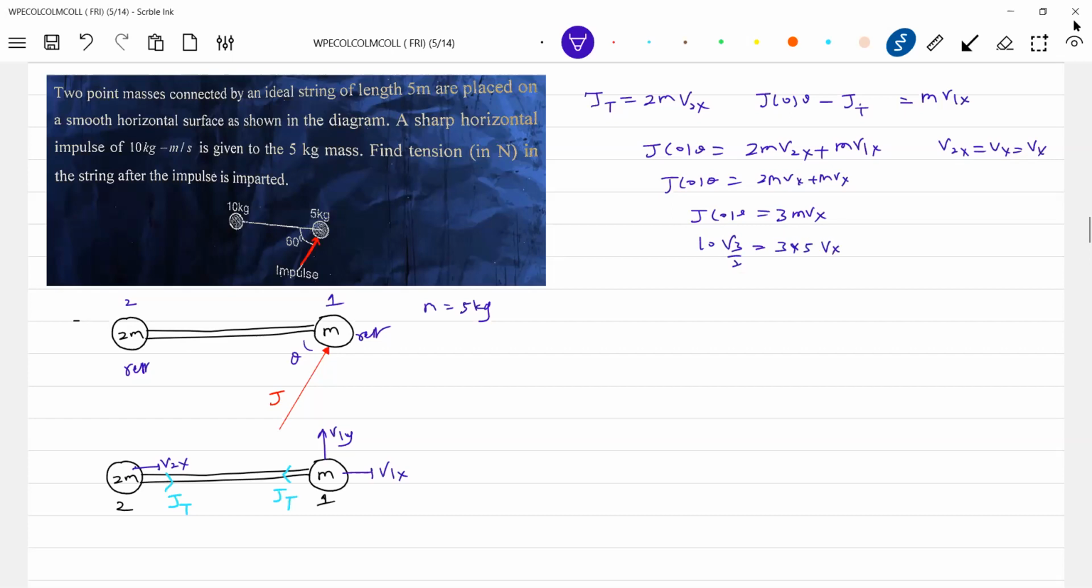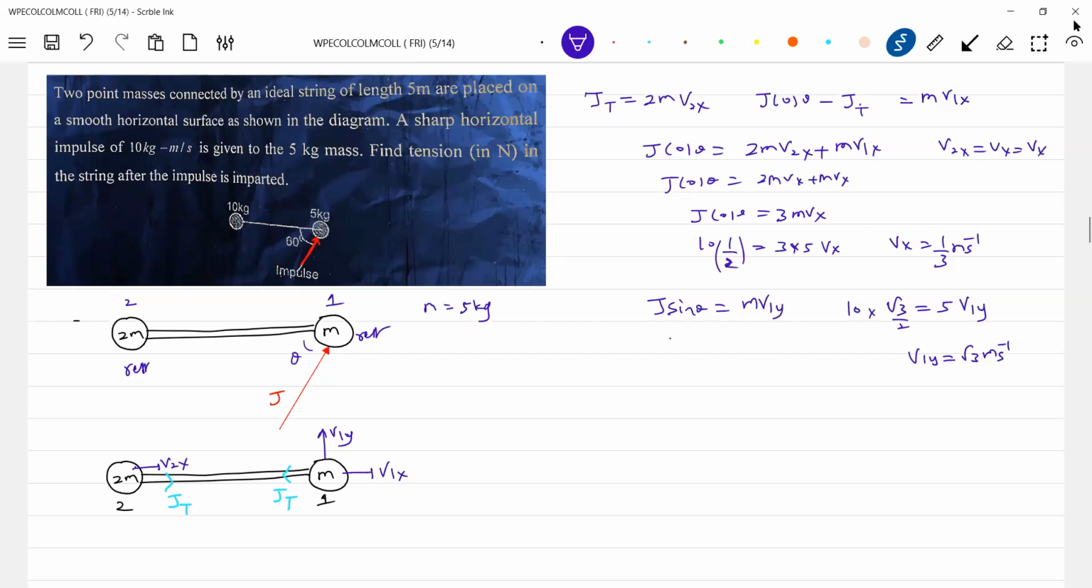Cos 60 is 1 by 2. Vx equals 1 by 3 meter per second. Then similarly, we'll calculate Vy. J sin theta equal to mVy. J will be 10 sin 60, root 3 by 2, 5 into V1y. Okay, till here, no problem.